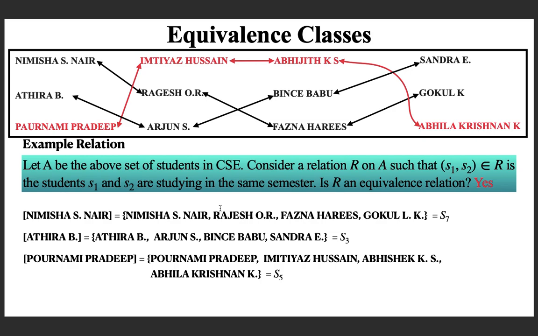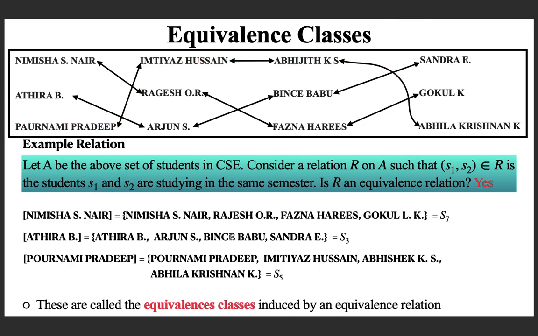And no two students in two different classes are related. And these are what are called equivalence classes. An equivalence relation subdivides or partitions the given set into a number of disjoint subsets called equivalence classes. And the number of equivalence classes will depend on the relation that you are looking at.